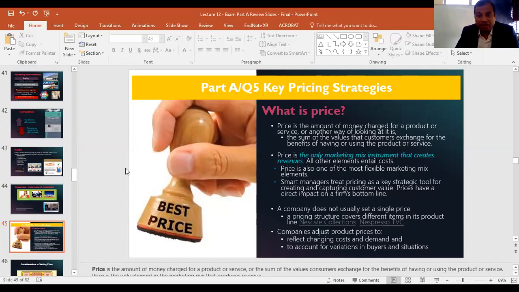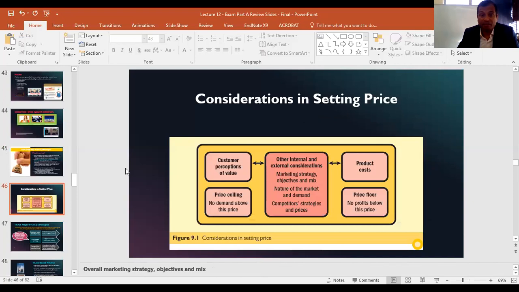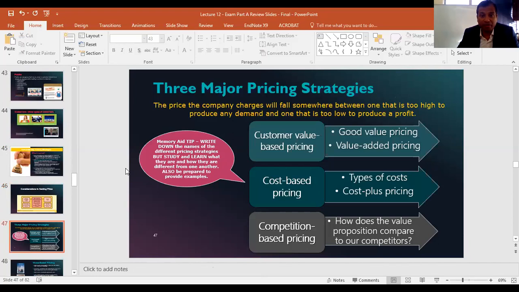The pricing, we have seen broadly the different pricing objectives, pricing strategies, and then the pricing methods. So surely there will be a good question around pricing. Some of the objectives are over here. Different methods: customer value-based pricing, cost-based pricing, and competitive-based pricing.